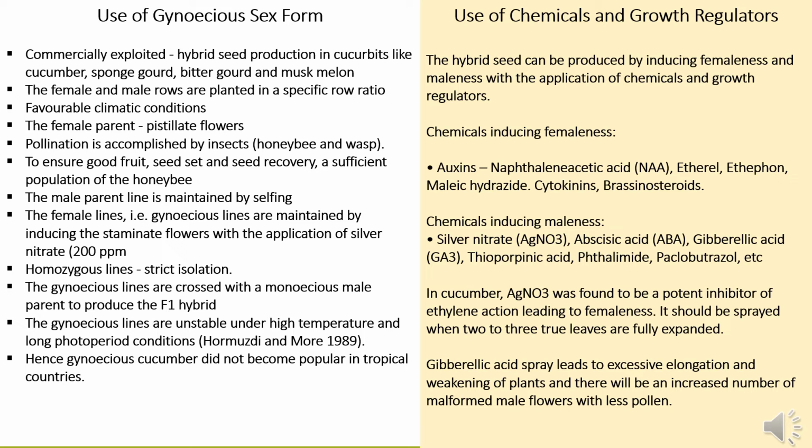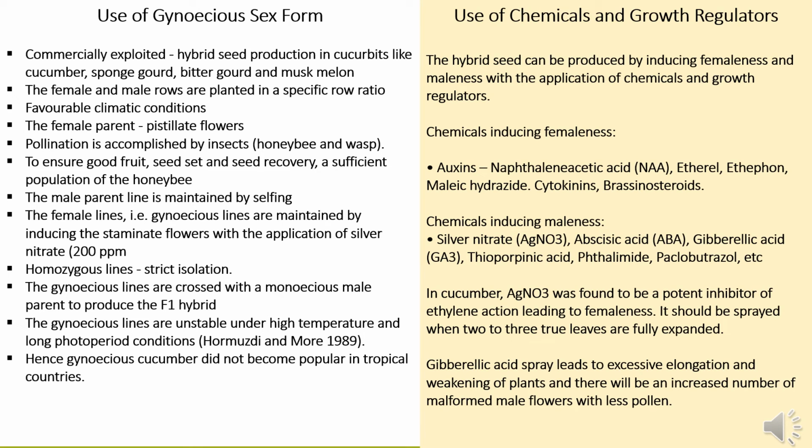The male parent line is maintained by selfing, and the female lines, gynoecious lines, are maintained by inducing the staminate flowers with the application of silver nitrate at the rate of 200 ppm concentration. The homozygous lines are produced in strict isolation, and the gynoecious lines are crossed with the monoecious male parent to produce F1 hybrid. The gynoecious lines are unstable under high temperature and long photoperiod conditions. Hence, gynoecious cucumber didn't become popular in tropical countries.